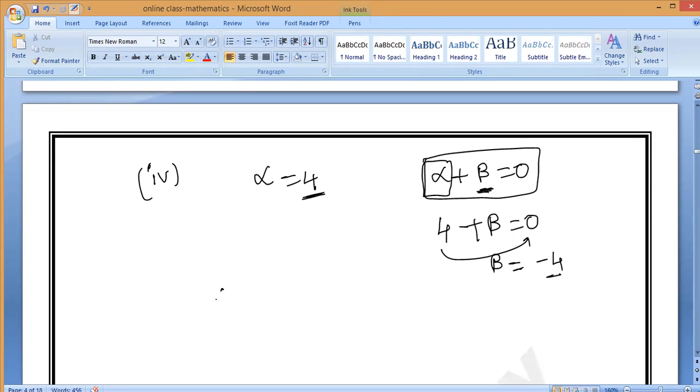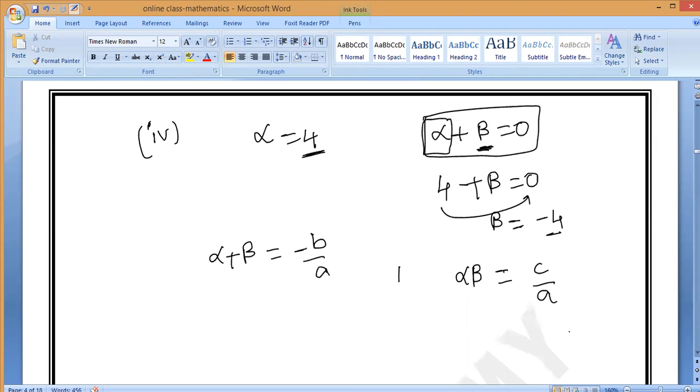What are the relations? Sum of zeros is equal to minus b by a. Product of zeros is equal to c by a. Substitute the values: alpha equal to 4, beta equal to minus 4. 4 minus 4 equals 0, equal to minus b by a. Correct? Next.